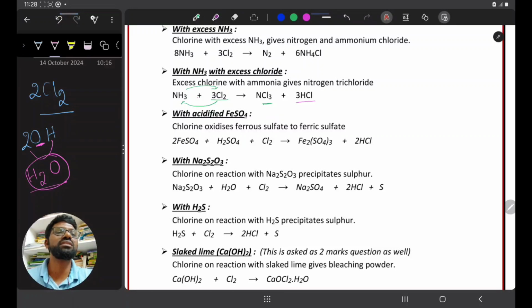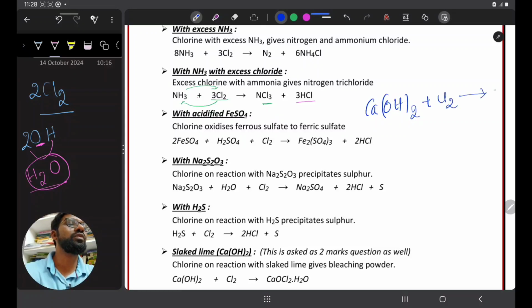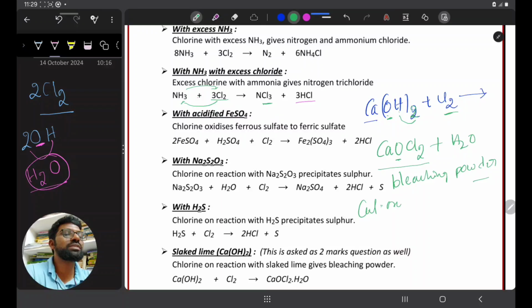If not, see here, once again I will write on this screen. Ca(OH) taken twice plus Cl2 gives, you take this calcium and one oxygen, then it becomes CaO, and take this Cl2, CaO, Cl2 plus, and what is left here? Two hydrogens left and one oxygen left. One oxygen we have already used here, one more oxygen is left, since it is taken twice. Those two hydrogens and that oxygen combine to give the water molecule H2O. This is called bleaching powder. CaOCl2 is called bleaching powder. Its chemical name is calcium oxychloride, or bleaching powder.